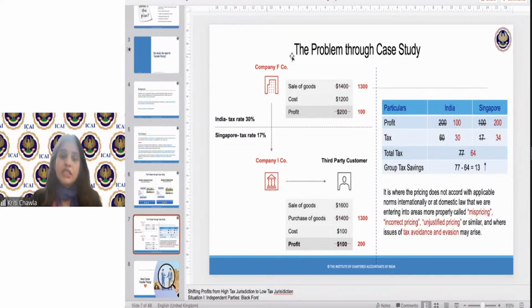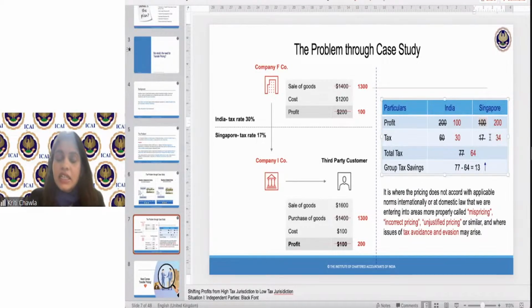Now, because company F is selling to company I, company I purchases these goods at $1,400. So the sale of goods by F company becomes the purchase of goods by I company, and it's $1,400. The cost of these goods to the Singapore company, which is I company, is $100, and they sell it to third party customers at $1,600. So the profit that they make is $100, and this profit is in Singapore. The tax rate in Singapore is 17%. So the profit in Singapore is 100, the tax rate is 17%, so the tax is 17.